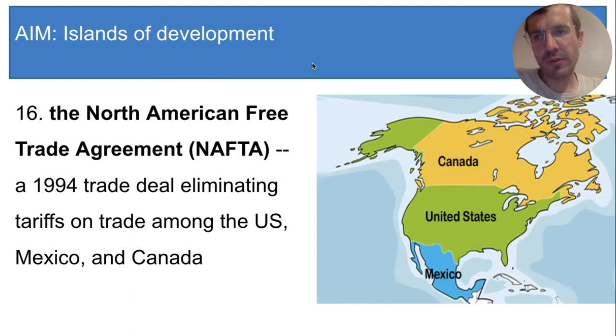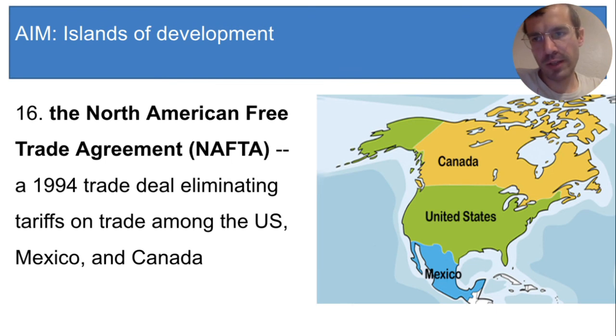In 1994, three countries in North America, the US, Canada, and Mexico, made a deal called NAFTA, the North American Free Trade Agreement. According to NAFTA, businesses could ship products between any of these three countries without paying any tariffs. NAFTA is an economic supranational state, sort of like the EU. But there are some major differences.